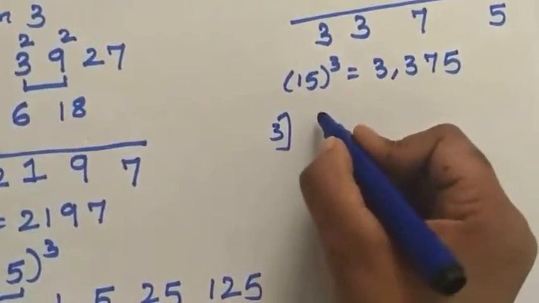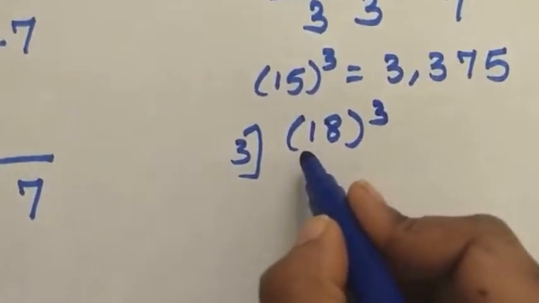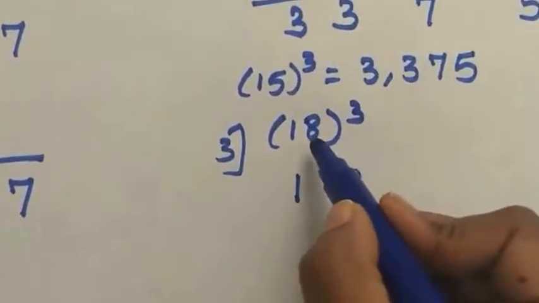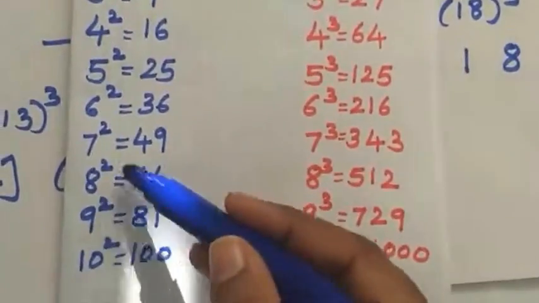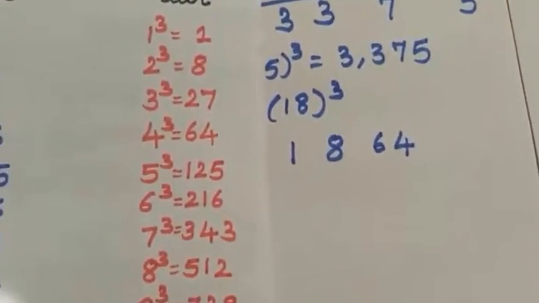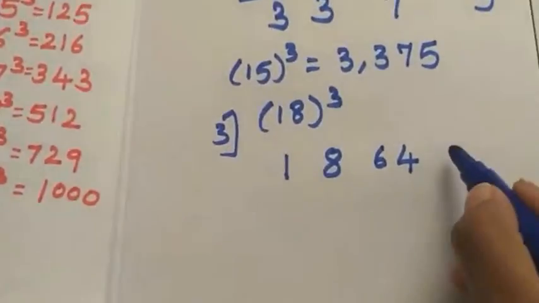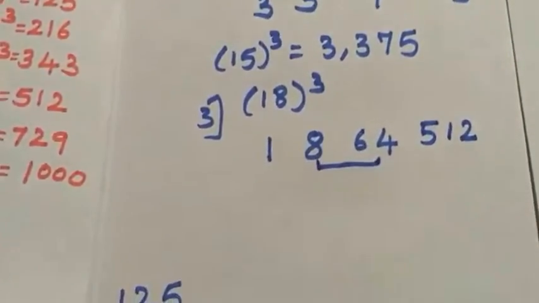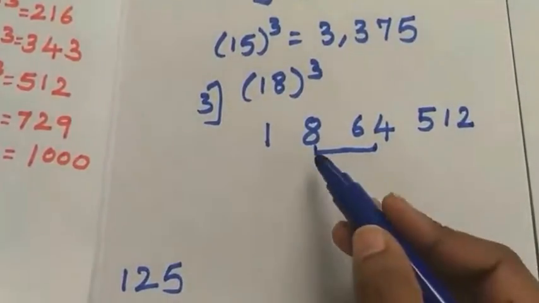So let us consider the value as 18 cube. Same steps: first term is your 1 and second term is your 8. So I'll write 1, 8, then the second term 8, square of 8. 8 square is your 64. Then again cube, 8 cube is your 512. So I'll write over here. Now double the middle term, 8 plus 8.